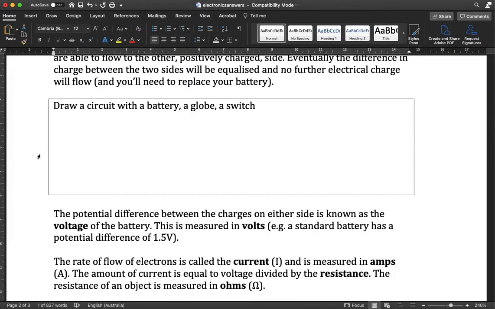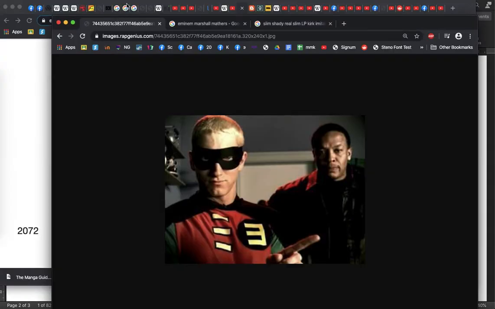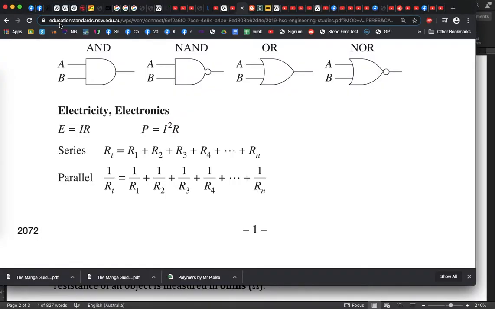Well, the point is, voltage goes by multiple names. So what are the names that we give voltage? Well, let's go and have a look. We don't need Shady anymore. If we go here, what do we got?